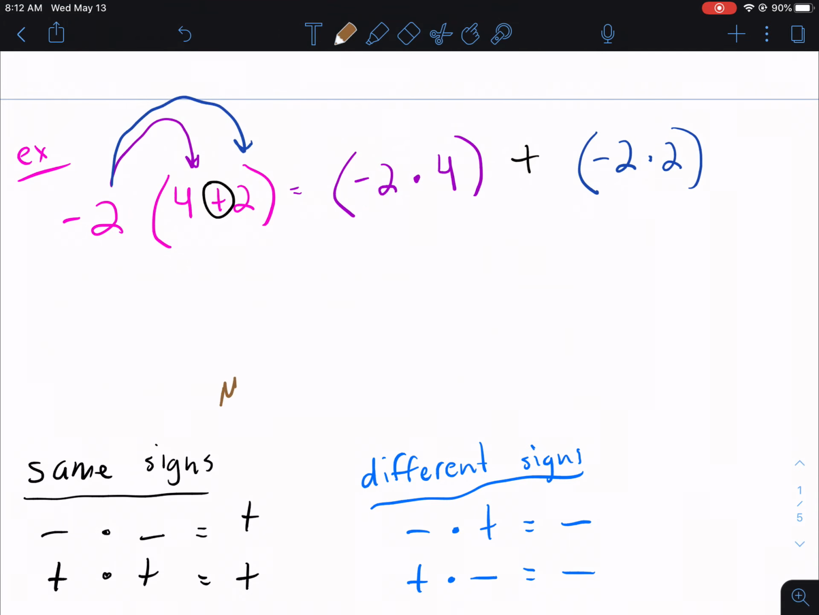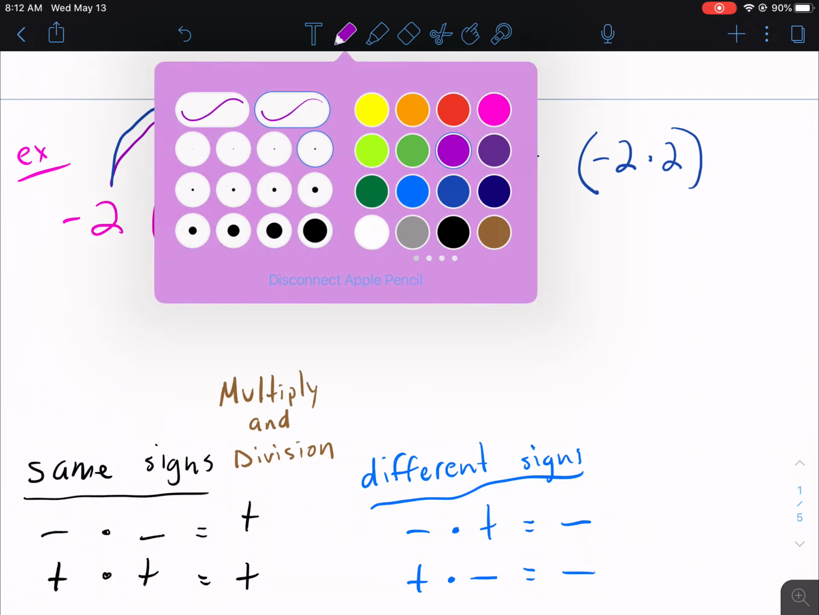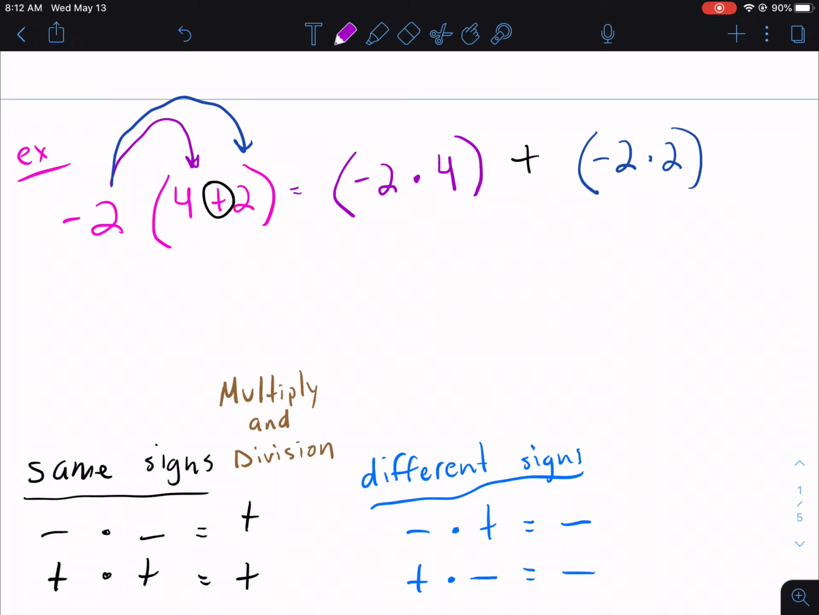Now this is for multiply and division. Multiply and division. So here I have negative times positive, and they are different signs, so it is going to be negative. Negativo y ese es positivo. Son diferentes signos, so es negativo. What is 2 times 4? 2 por 4? That is 8.